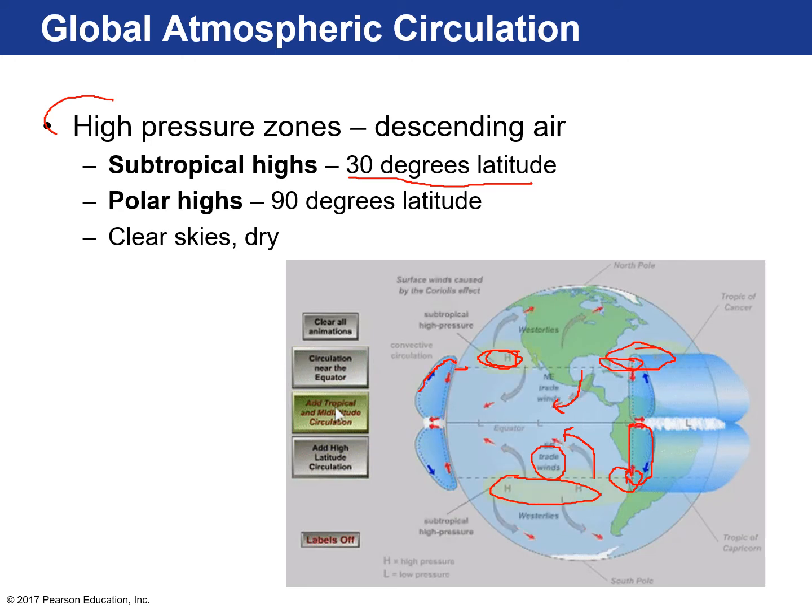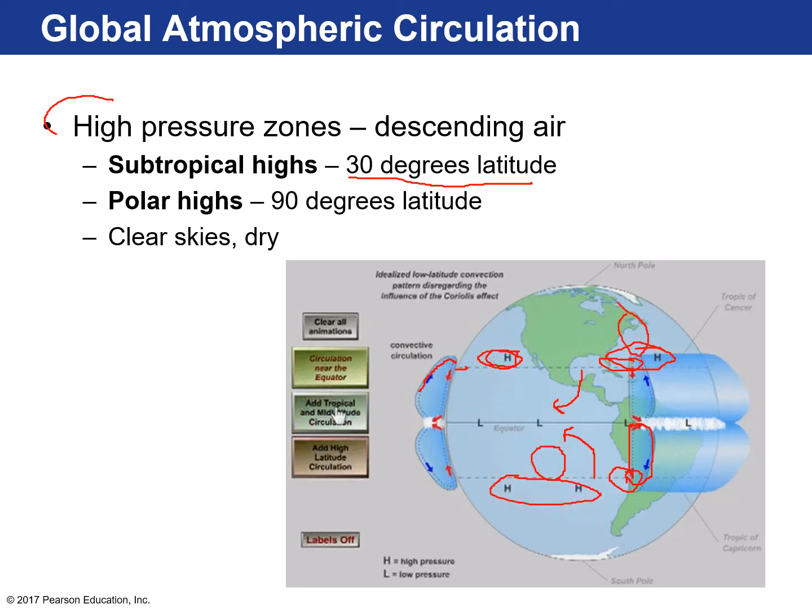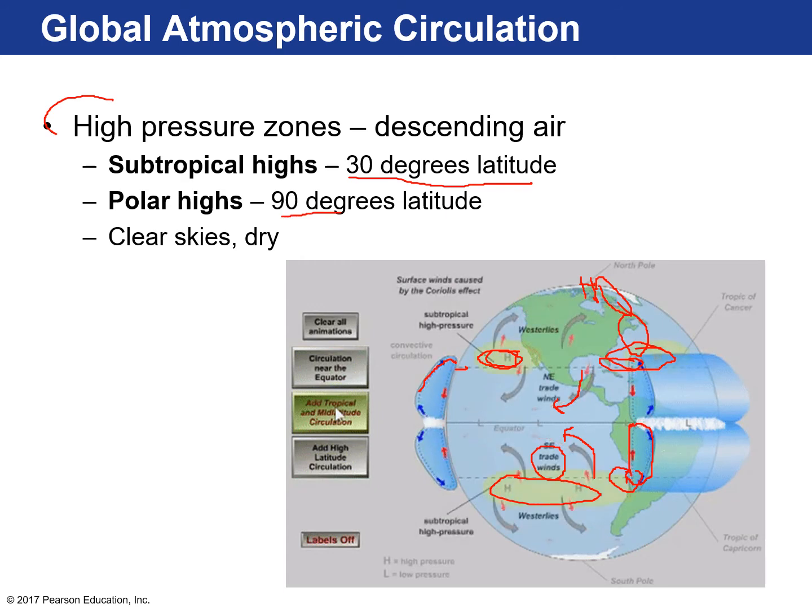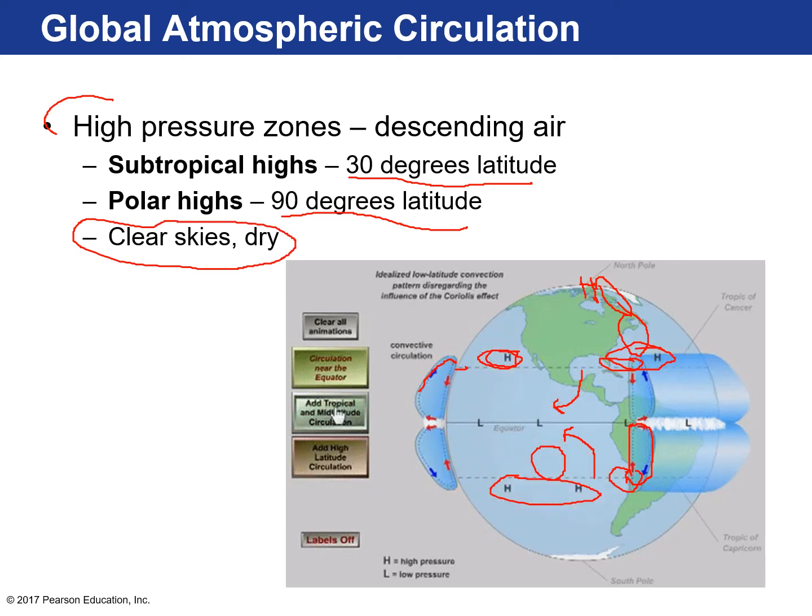Then if we go further, there's another circulation cell here. I'll show you in the next slide, and another here. Another prominent high pressure system is right here at the poles. We call those the polar highs, and that happens at 90 degrees latitude. And what you typically see in these high pressure systems are clear skies and very dry air.